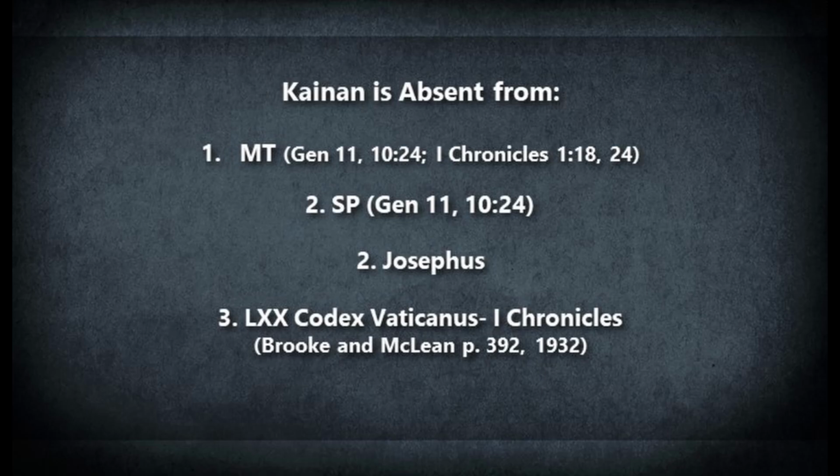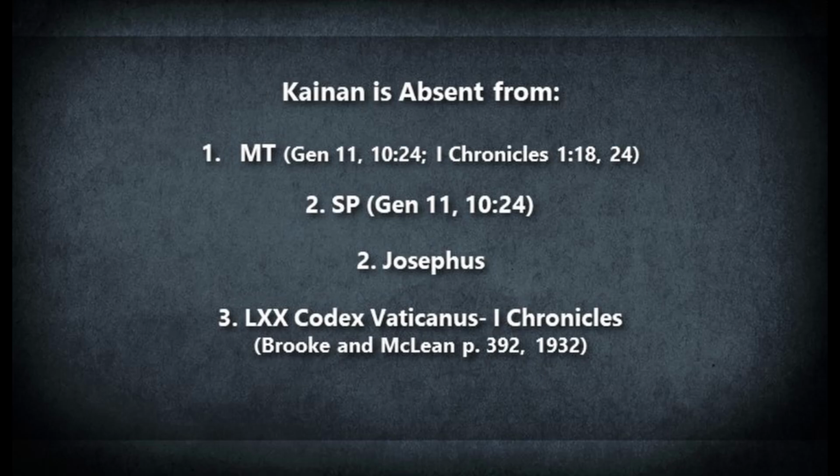Now, Brooke and McLean's text critical work on First Chronicles was done in the 1930s, and there hasn't been an updated one done on the Septuagint since then. But they do follow Vaticanus as being original, and therefore Kanan is absent in their view in the original version of First Chronicles of the Septuagint.